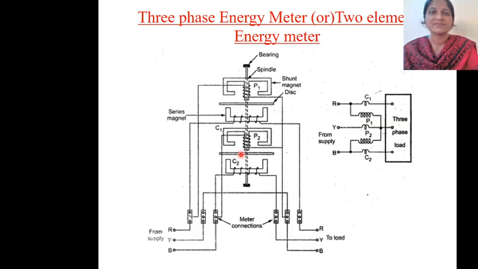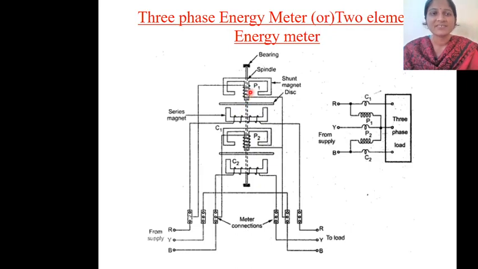Now we shall discuss briefly. The energy meter consists of four systems: driving system, moving system, braking system, and registering system. For the three phase energy meter, there is only one registering system, that is one common spindle. But the other three systems, that is the driving system, moving system, and braking system, will be different for all the phases. So each element consists of three systems, but the registering system is common.